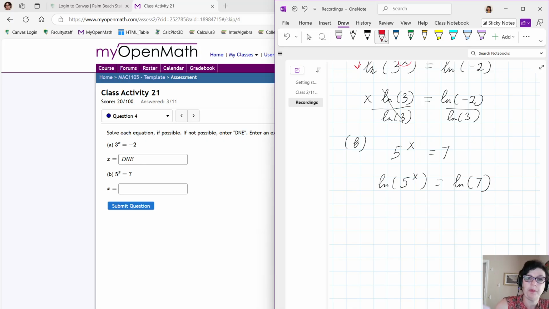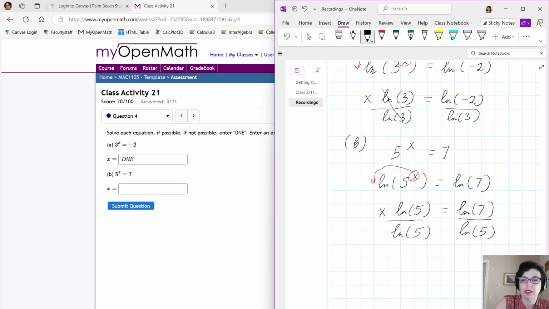And now use the power rule of the log. So x will be moved to the front, and we got x natural log of 5 on the left-hand side, and then we have natural log of 7 on the right-hand side. Now, to solve this for x, divide both sides by natural log of 5. Be very careful not to put it like inside. It's not natural log of 7 over 5. It's natural log of 7, that whole thing, divided by natural log of 5.